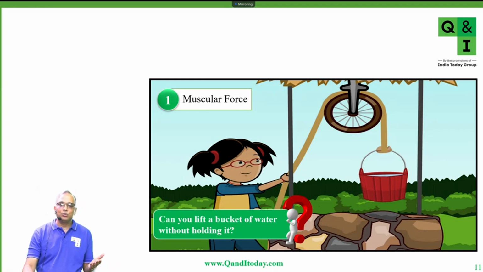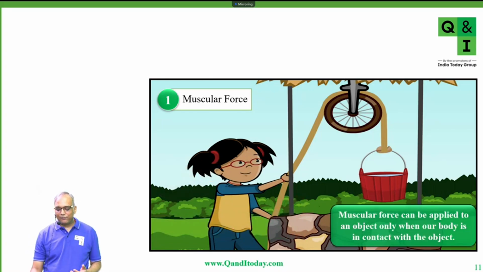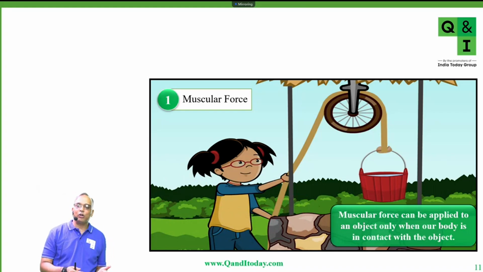We will have to hold it. We will have to have contact with the rope so that you can pull it outside. You can pull water outside, right? So again, muscular force can be applied to an object only when our body is in contact with the object. And both these examples tell you that muscular force is a contact force.